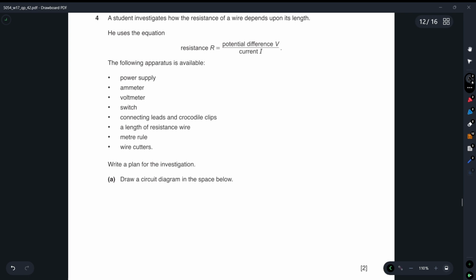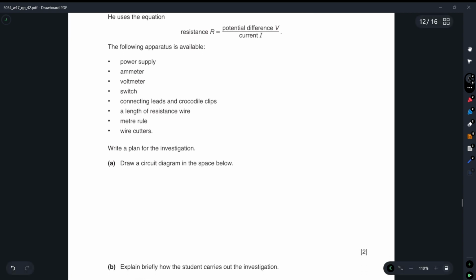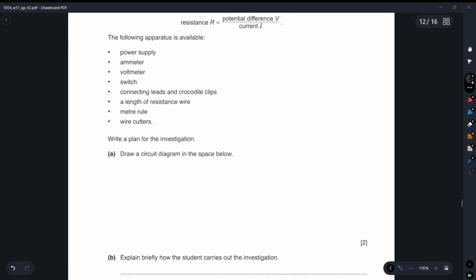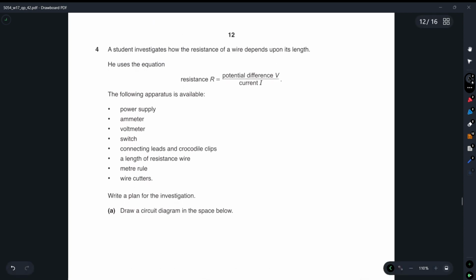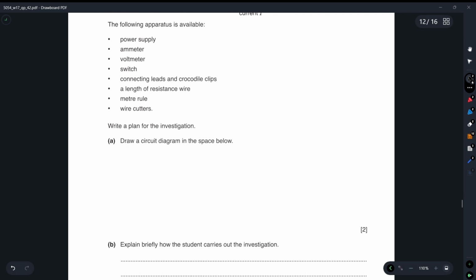Question number 4. A student investigates how the resistance of a wire depends upon its length. He uses the equation R. Cool. The following apparatus is available: power supply, voltmeter, ammeter, switch, connecting leads, crocodile clips, length of resistance wire, meter rule, wire cutters. The resistance of a wire depends upon its length. Draw a circuit diagram in the space below.